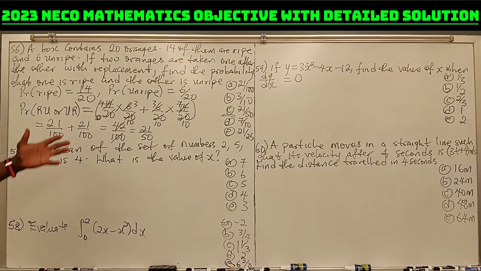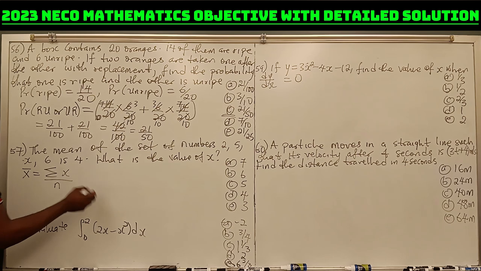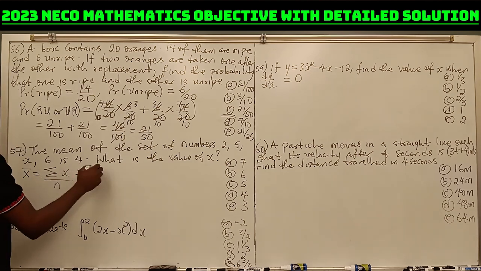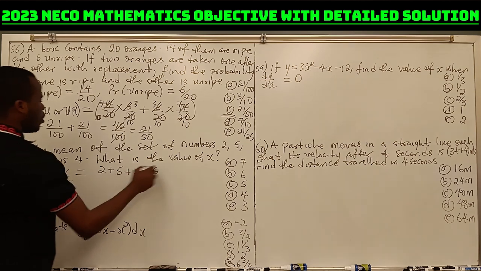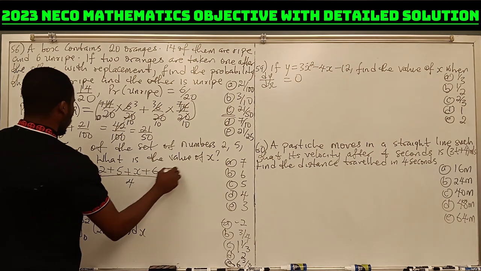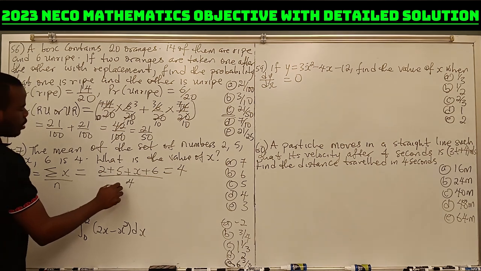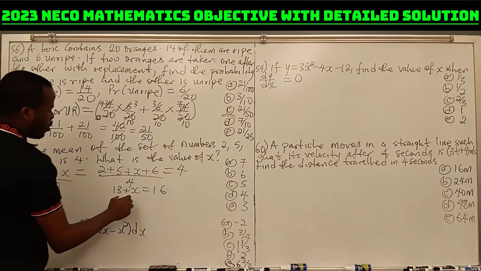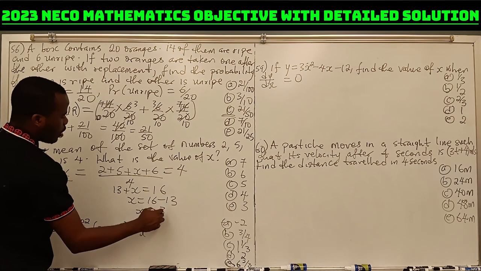Next question says, the mean of the set of numbers 2, 5, x, and 6 is 4. What is the value of x? So remember, formula for mean is sum of x over n, or the frequency. So we have that 2 plus 5 plus x plus 6, there are 4 numbers, equals 4. 2 plus 5 is 7. 7 plus 6 is 13. So 13 plus x equals 16. So that x will be 16 minus 13. x will be 3.